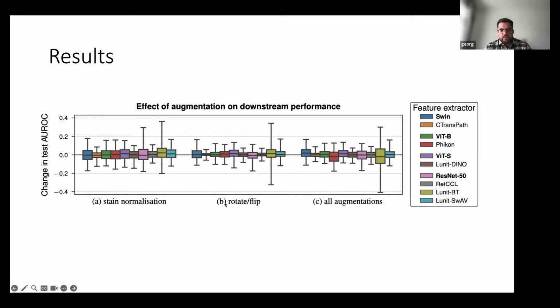And the same actually goes for the 2 other configurations of augmentations, like rotating and flipping doesn't really improve, and also randomly applying all the augmentations. There's no clear trend, especially in the best performing feature extractors, that they improve downstream performance. This is averaged across all the tasks that we evaluated. So we performed a bootstrap analysis.